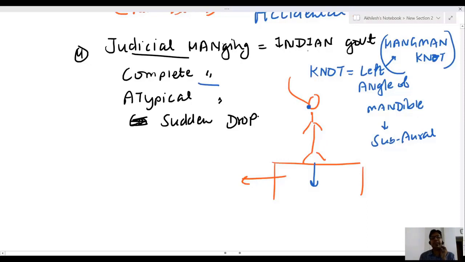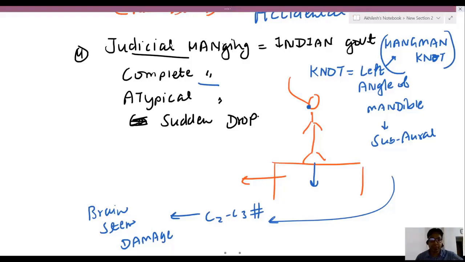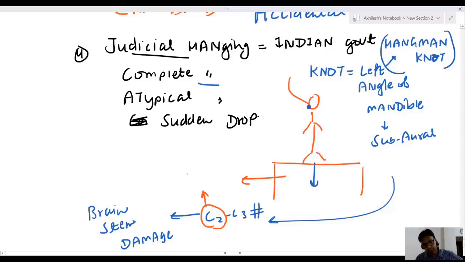So what happens? This creates pressure. Then there is a C2, C3 vertebra fracture, brain stem damage. And doctor, specifically this C2 vertebra fracture is known as hangman fracture.